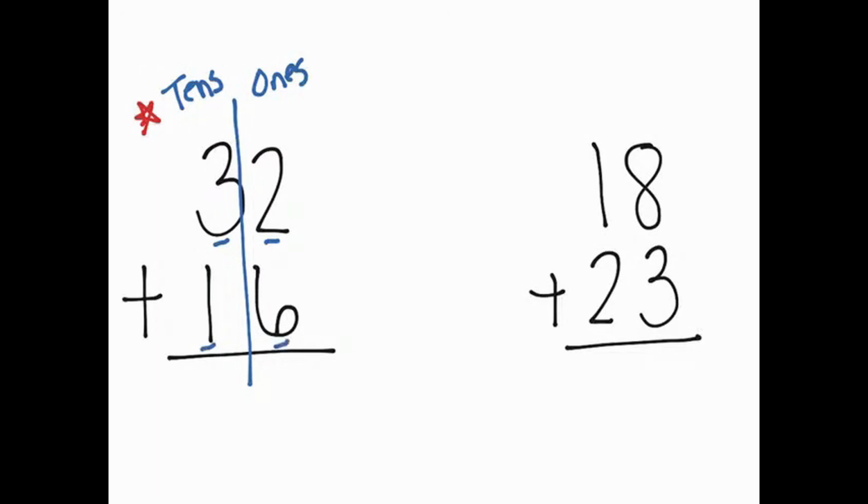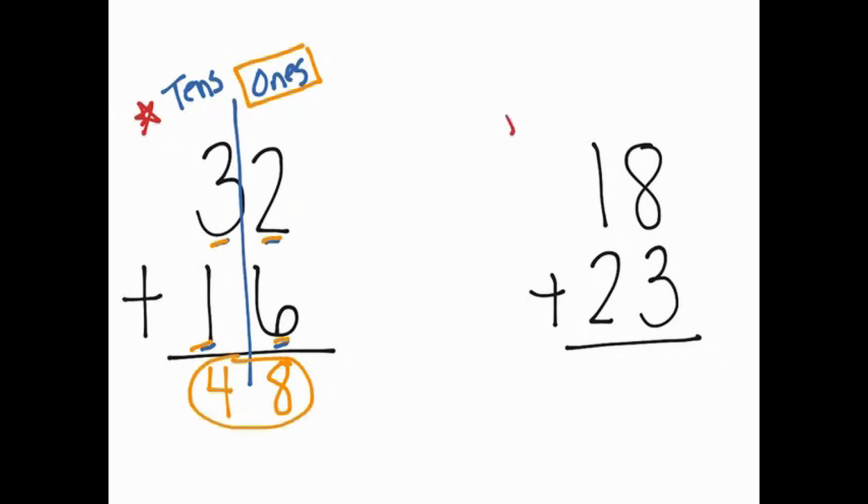So if I wanted to add 32 and 16 together, I would start in my ones column. It's very important when you add that you always start by counting up the ones. So 2 plus 6 is 8. I'm going to write that at the bottom. Now I'm going to scooch over to the tens column. 3 plus 1 is 4. That means that 32 plus 16 equals 48.